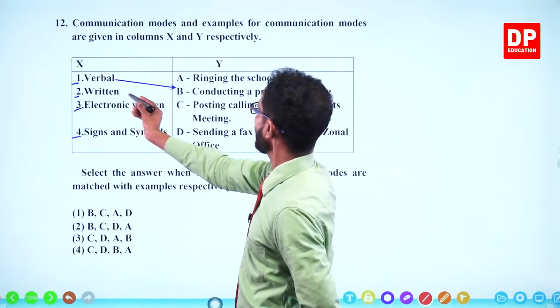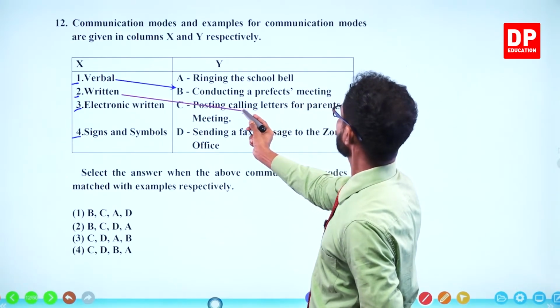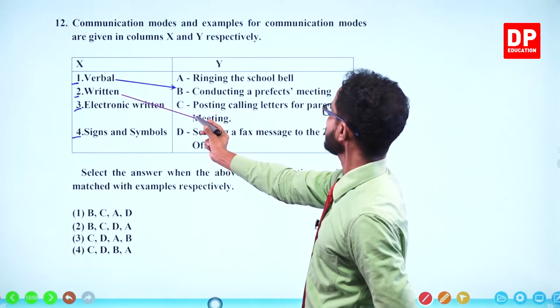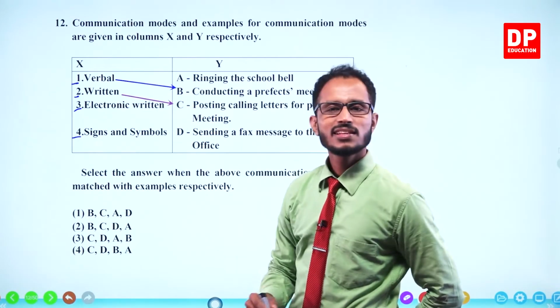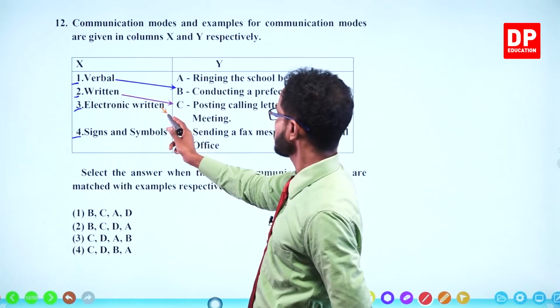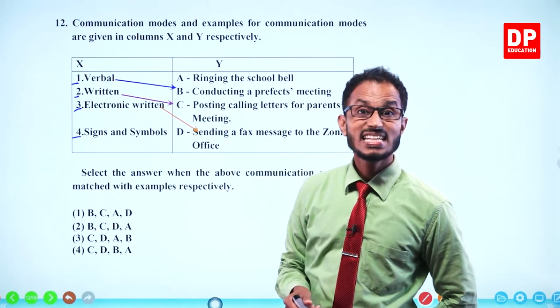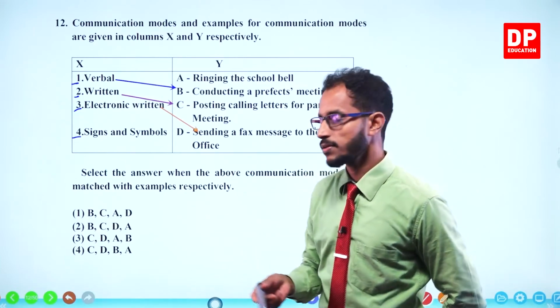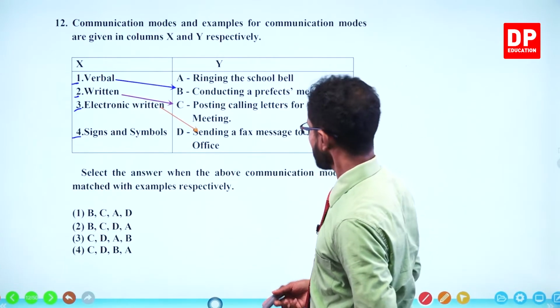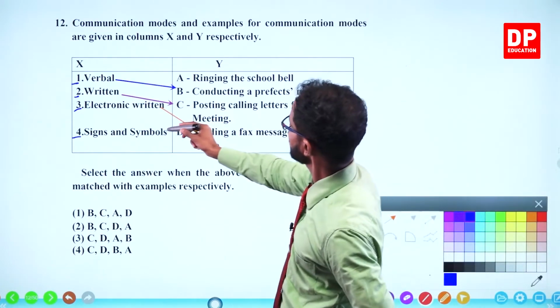Written. Posting calling letters for parents meeting. That is written, right? Electronic written. Sending a fax message. That's electronic written. Signs and symbols, of course, now it's easy. Signs and symbols is this.